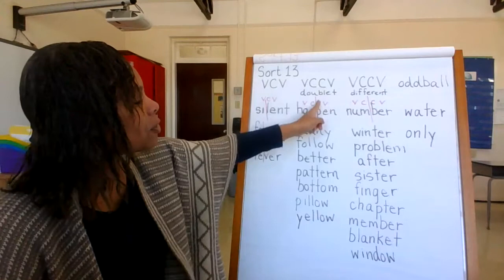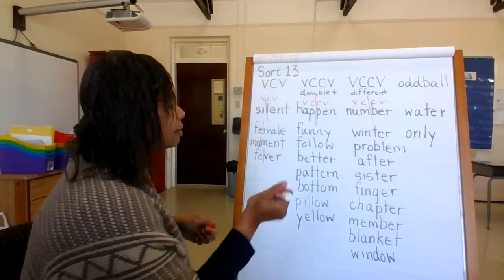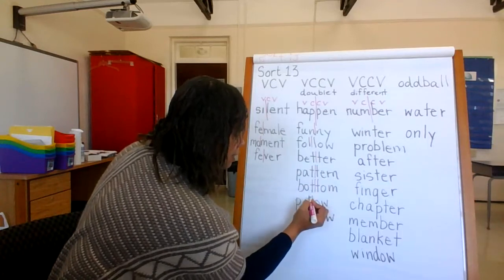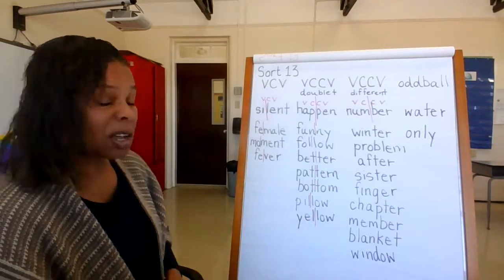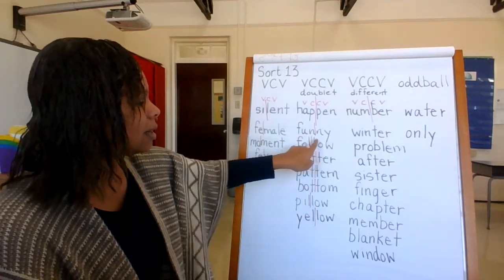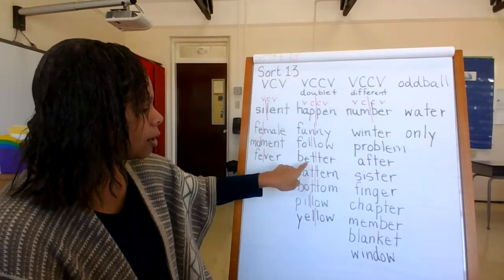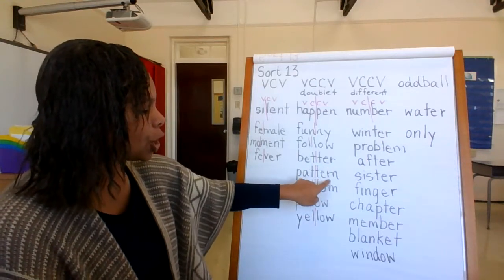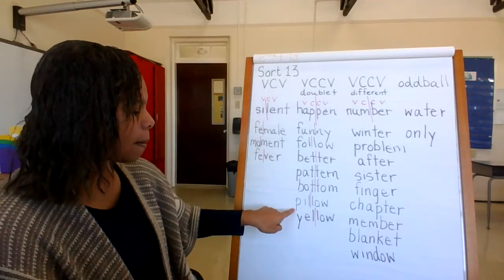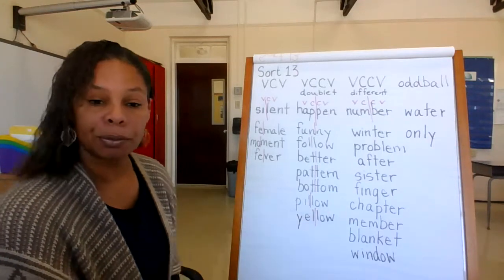Okay, so remember for the VCCV doublet, how do we split it? We split it in between the two doubles. Okay, so in between the N's, the L's, the T's, the L's and the L's. Then you say each part, and they should all be short vowel sounds. Funny, funny. Follow, follow. Better, better. Pattern, pattern. Bottom, bottom. Pillow, pillow. Yellow, yellow.